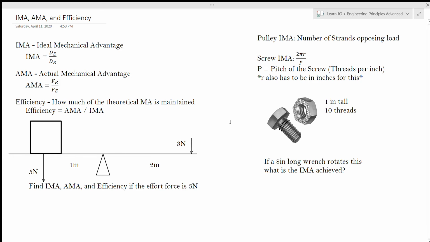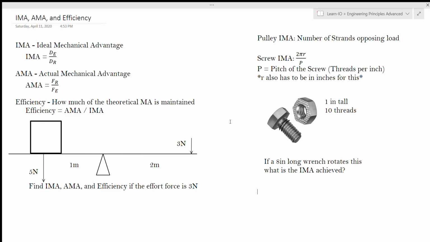So for actual mechanical advantage, we're using the equation AMA equals FR over FE. You'll notice we're actually using the forces this time. The resistance force divided by the effort force. This is because some of this force is lost to friction. Because of that, our IMA is not always the same as our AMA. And we'll see that in just a moment when we look at this example.